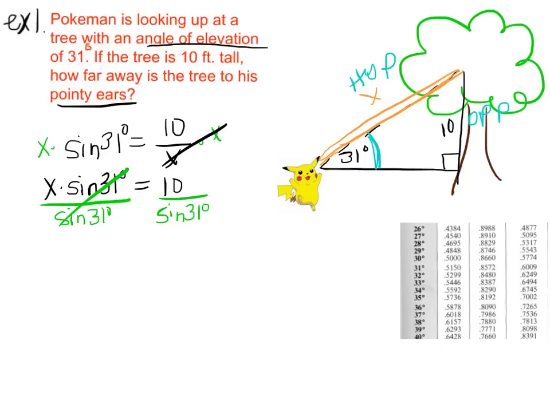And from here, I'm almost to my answer. X is 10 divided by the sine of 31 degrees. At this point, I'm going to look at my trig table and find 31. 31 degrees is right here. And the sine is in the first column, so it's 0.5150. Now I want to show you a little trick here because I know you guys aren't a fan of dividing. This is the same as 10 divided by 0.515.